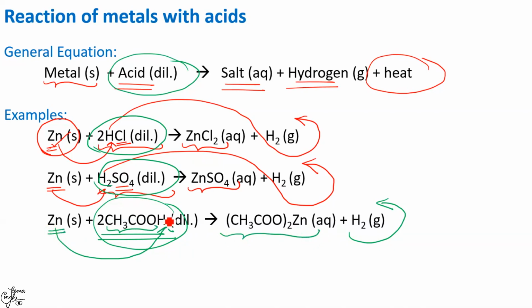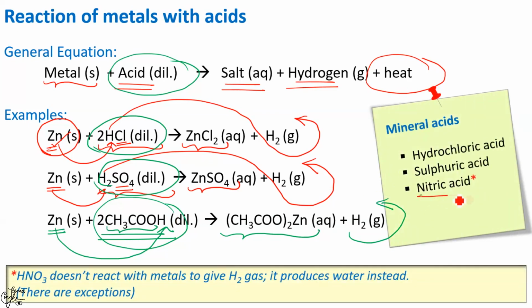Well students, now this part is important. Nitric acid is also a mineral acid along with hydrochloric acid and sulfuric acid. But instead of hydrogen gas, it produces water on reaction with metals. The reaction of metals with nitric acid is very important from your examination point of view, and so I will discuss it separately in this video itself in a short while.